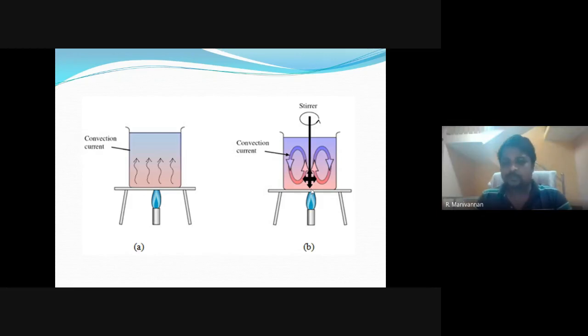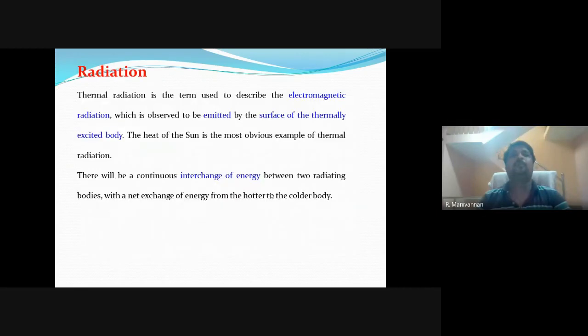Now the third mode of heat transfer, radiation. Thermal radiation is the term used to describe the electromagnetic radiation which is observed to be emitted by the surface of a thermally excited body. Any thermally excited body can emit radiation. It need not be at a very high temperature. It can be even at room temperature.